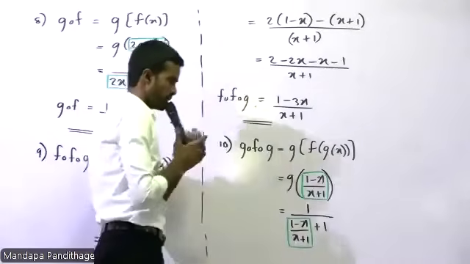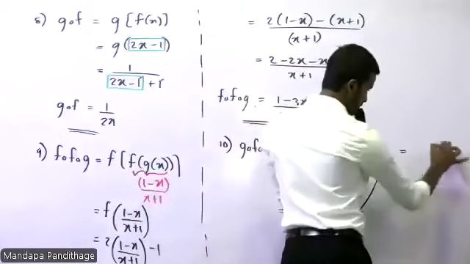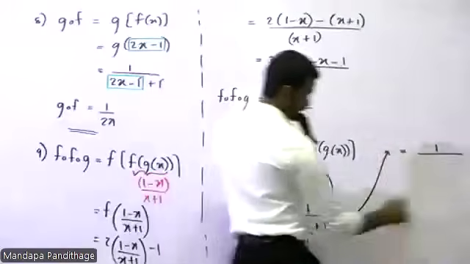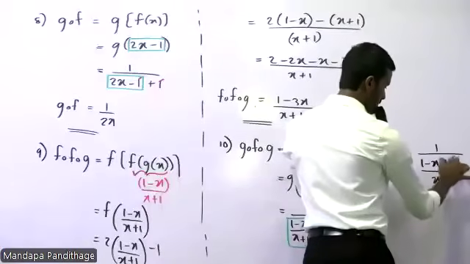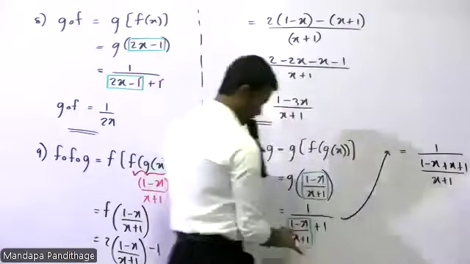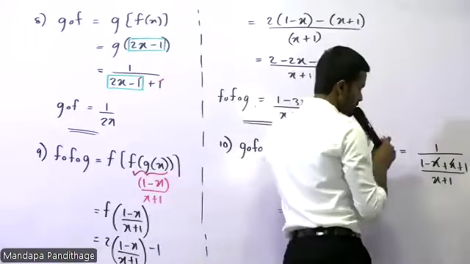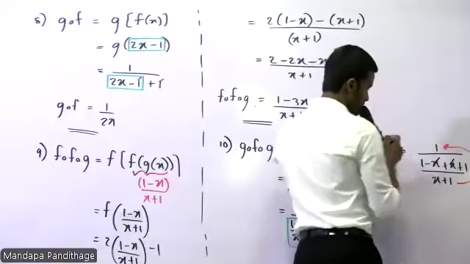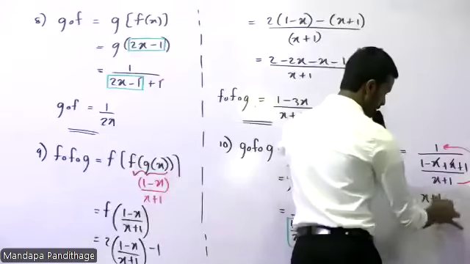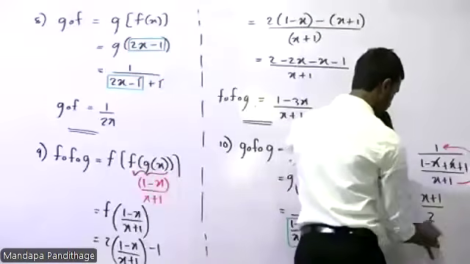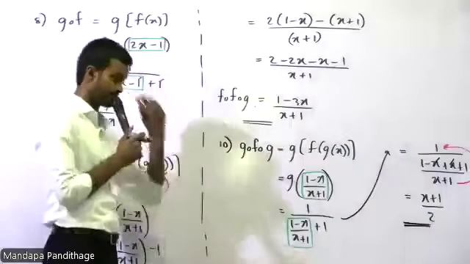It's okay to keep it this way, but it's better to simplify. So when you simplify, it's 1 over, look at this. If you take x plus 1 as the common denominator, in the denominator it's 1 minus x plus 1. So x cancels off, and this goes to the numerator. So it's equal to x plus 1 divided by 2. So the final answer is x plus 1 divided by 2. Clear?